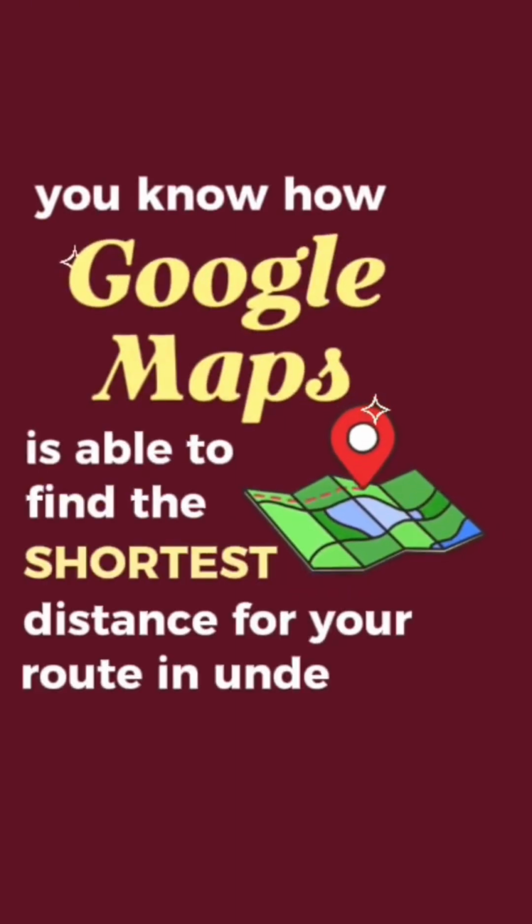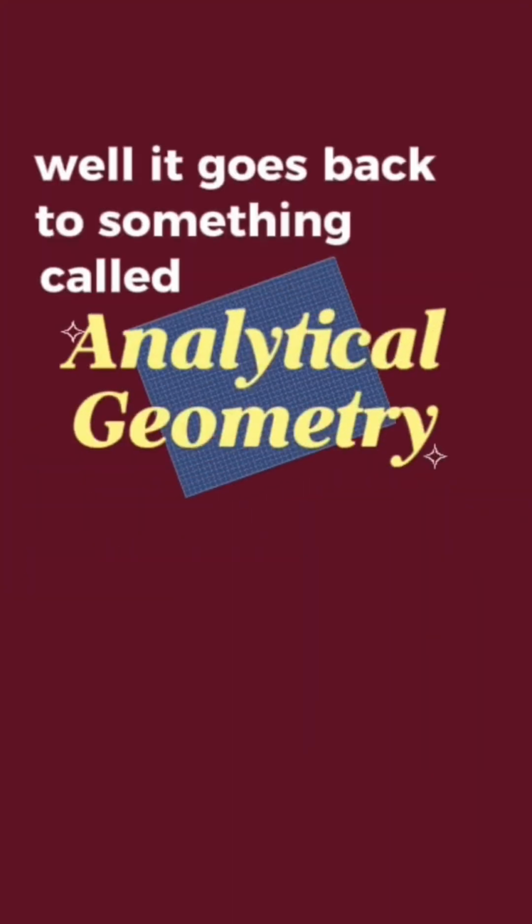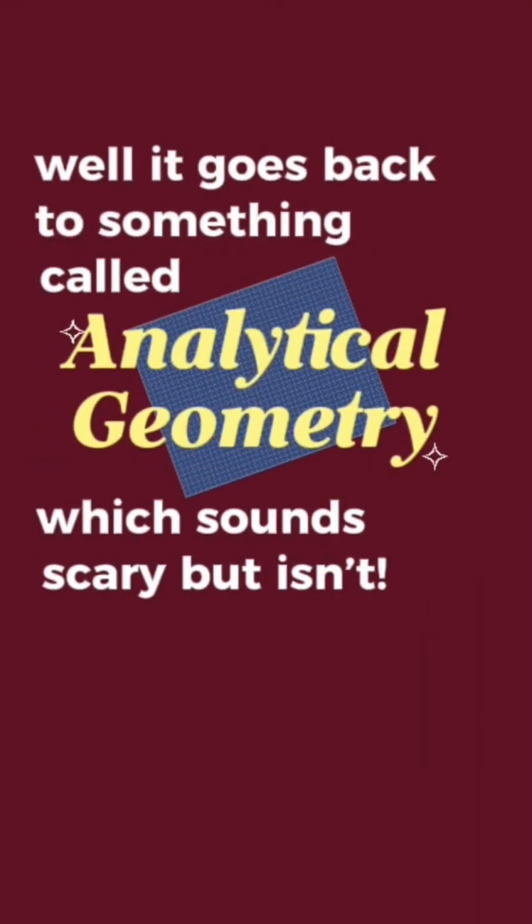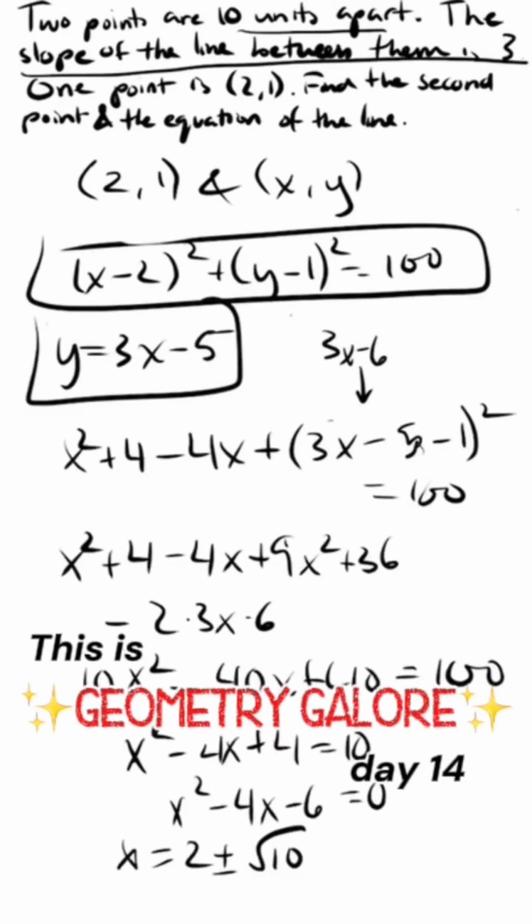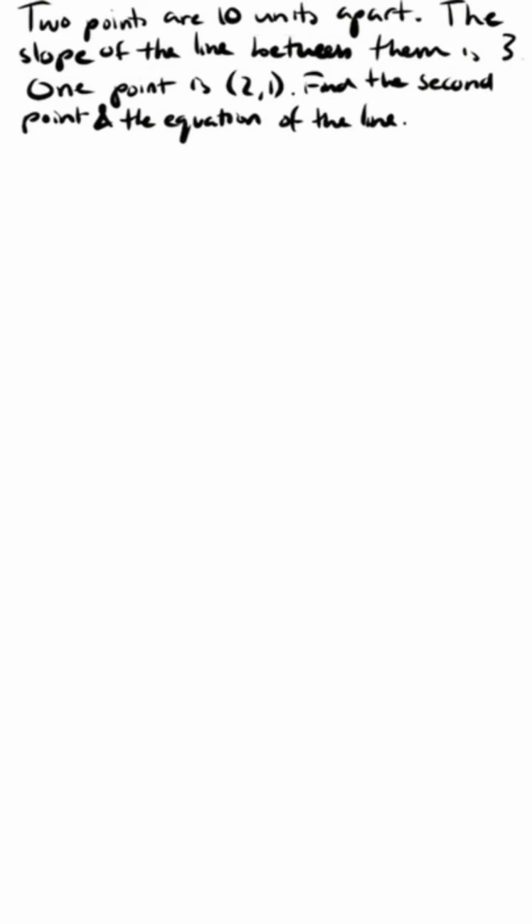You know how Google Maps is able to find the shortest distance for your route in under 2 seconds? Well, it goes back to something called analytical geometry, which sounds scary, but isn't. This is day 14 of Geometry Galore, where I make boring geometry formulas fun.